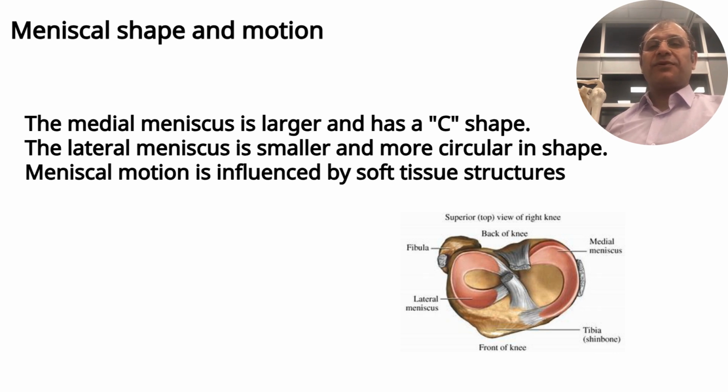The menisci move with the tibia during flexion and extension, and with the femoral condyles during internal and external rotation. The medial meniscus moves approximately 6 mm, while the lateral meniscus moves about 12 mm. During isolated tibial rotation, the menisci move in opposite directions. With tibial internal rotation, the medial meniscus moves anteriorly, and the lateral meniscus moves posteriorly.